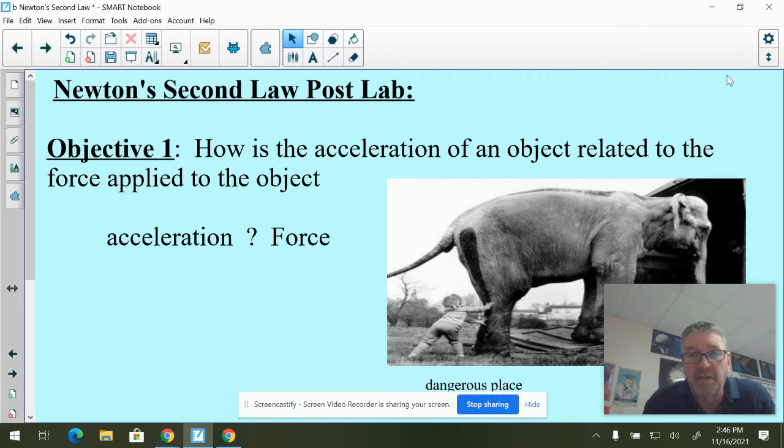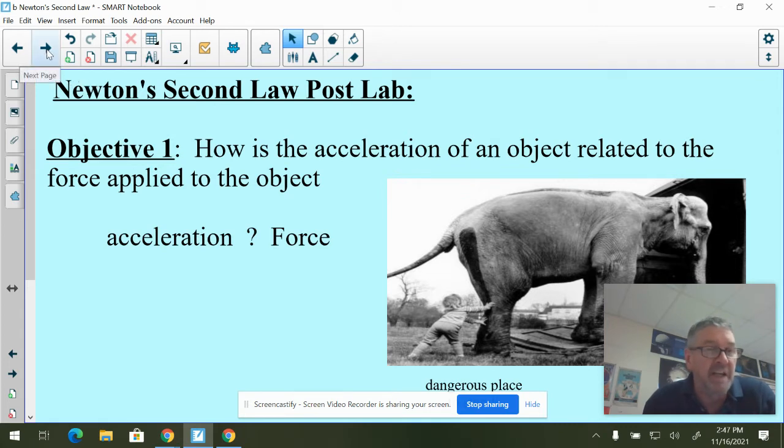So here's a picture of a kid pushing an elephant. It's kind of a dangerous place to be standing for a couple of reasons, but we wanted to see how the acceleration of an object is related to the force applied to it. So we're saying, how is the motion of this object affected by how hard you push on it? It's super obvious. I think you obviously understand this if you play sports or walk around. If you push on something, it's going to affect the acceleration.